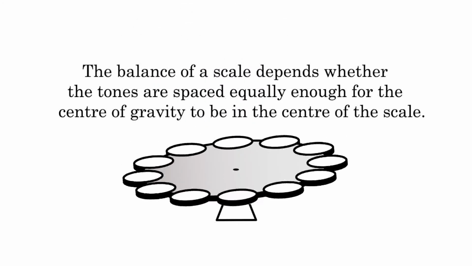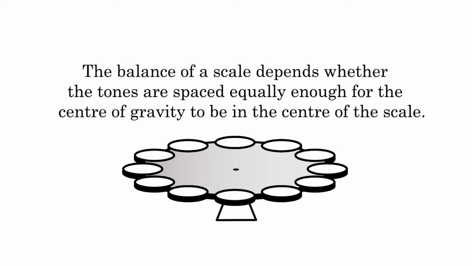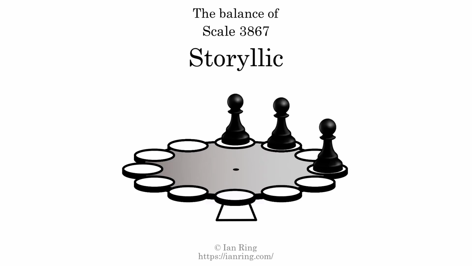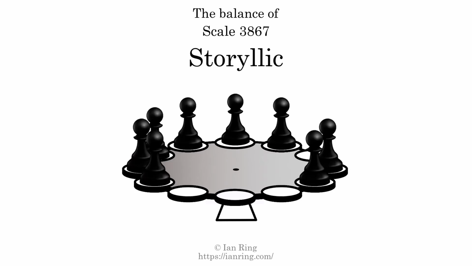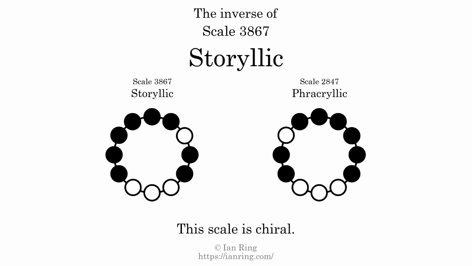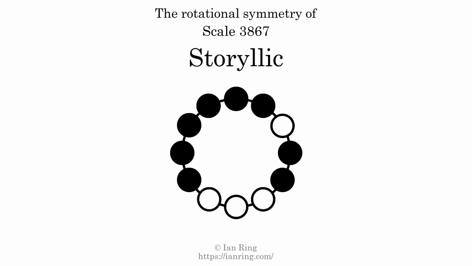The balance of a scale depends whether the tones are spaced equally enough for the center of gravity to be in the center of the scale. This scale is not balanced. The inverse of a scale is a mirror image. It is what you get when the sequence of intervals is reversed. The inverse of this scale is scale 2847, also known as Storyllic. This scale is chiral. It cannot transform into its inverse by rotational transformation. This scale has no rotational symmetry.